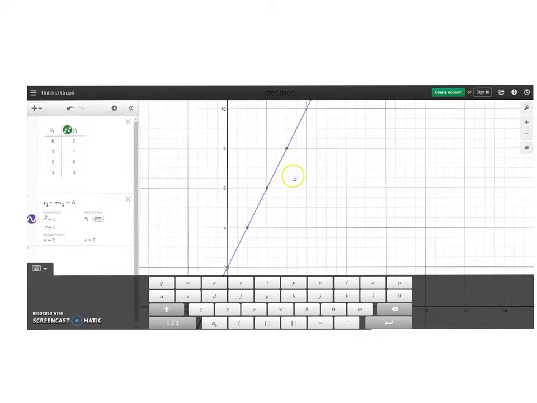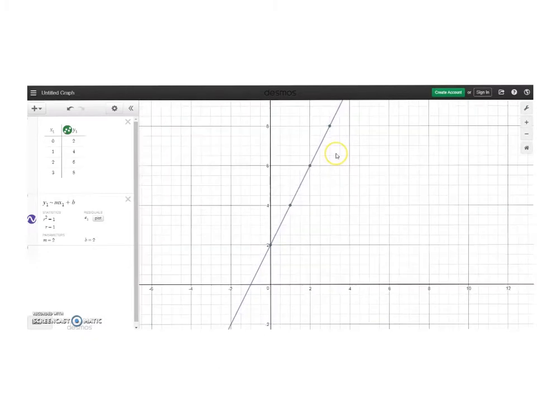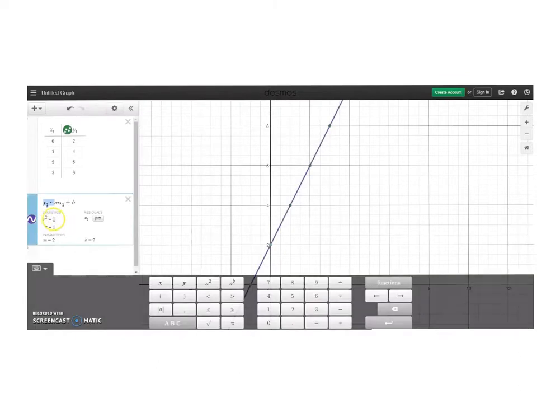So you can see I have a line of best fit that appears over here, and it looks like it fits the data really well. In fact, the r² value tells me that it's a perfect fit. The closer to 1, the better the fit.